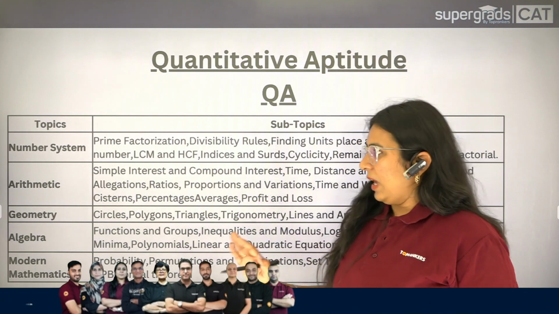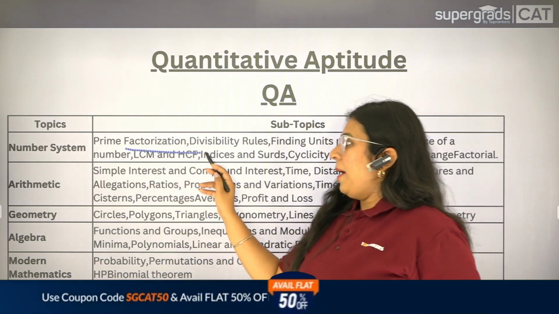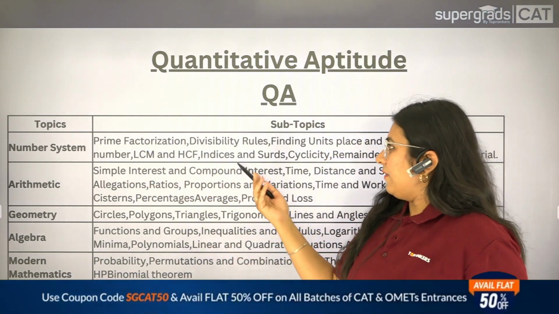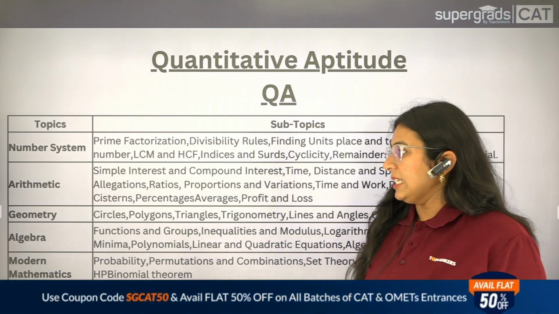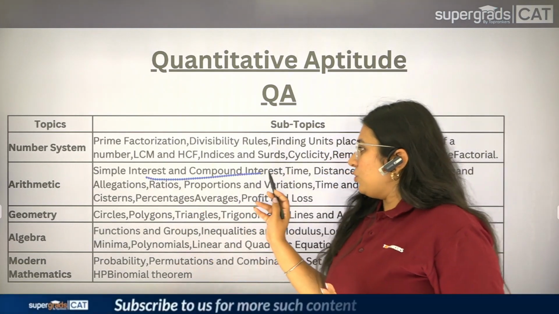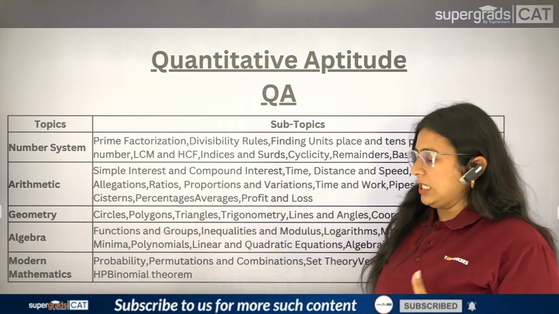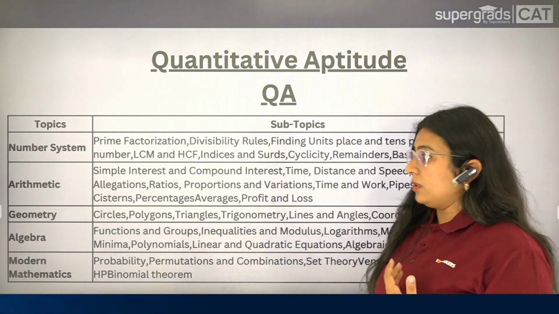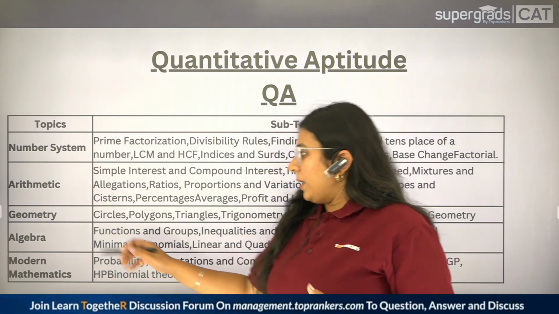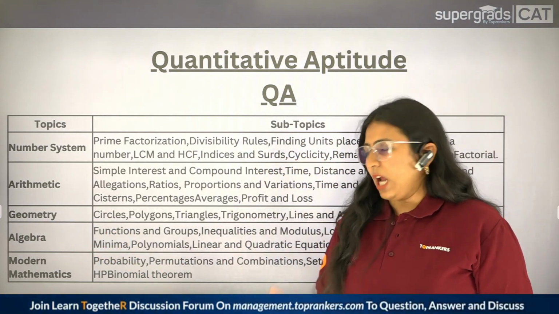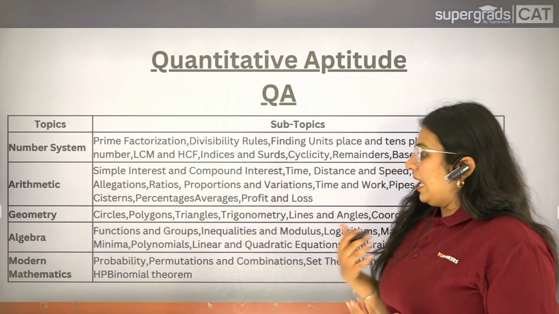जैसे नंबर सिस्टम में you have prime factorization, you have HCF, LCM, then you have surds and indices. Again, arithmetic में you have simple interest, compound interest, you have time, speed, distance, you have time and work, you have pipes and systems, ratio, proportion, again another important topic. Geometry में you have circles, polygons, triangles, then you have trigonometry, lines and angles.